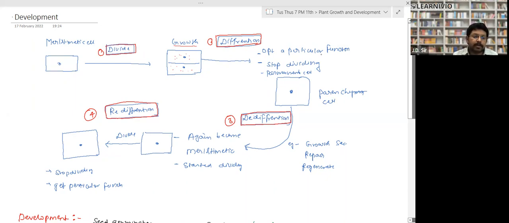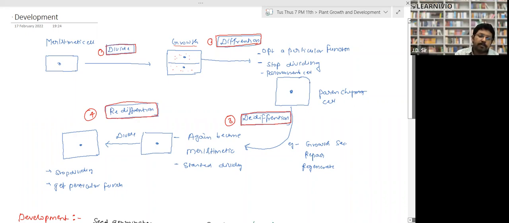It will become a parenchymatous cell, a xylem cell, or a phloem cell, whatever it wants to do. It will become a particular kind of living cell, not a non-living cell. It can become a parenchymatous cell, or mesophyll cells, like green cells having chloroplast. During differentiation, it opts for a particular function, loses the capacity of division, and becomes a permanent cell. That is called differentiation.